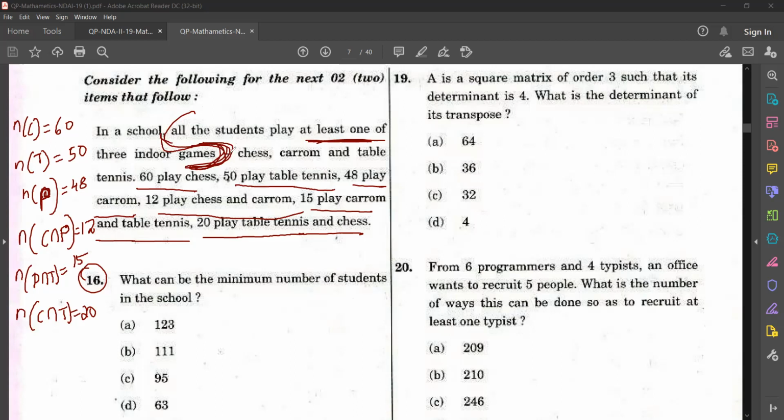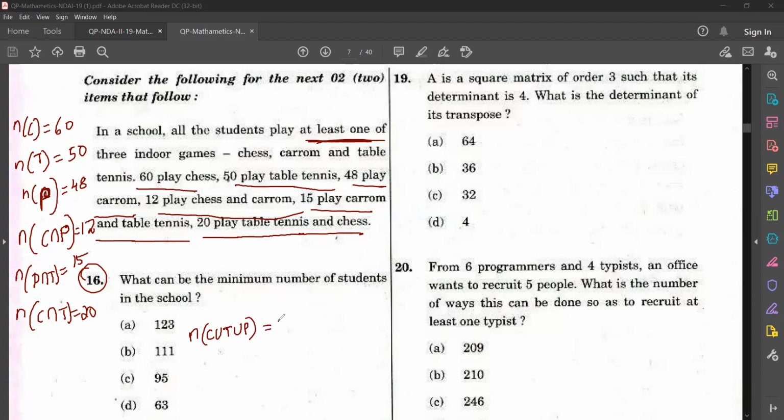One of the three indoor games they'll play. So nobody is there who doesn't play any game. So what is the formula? n of, you have to find the union, isn't it? C union T union P.